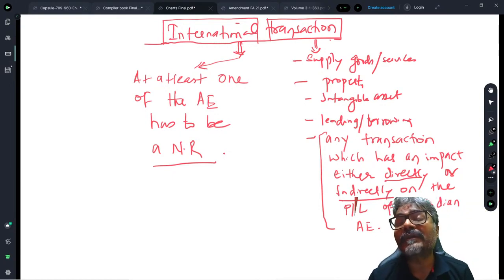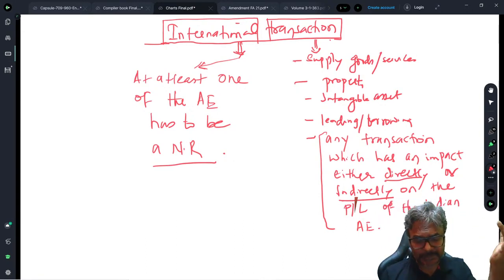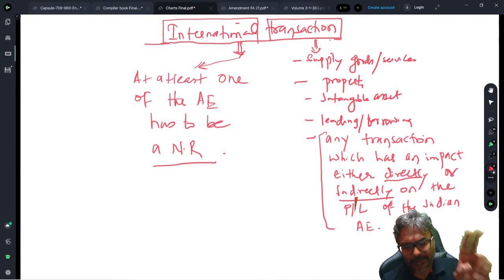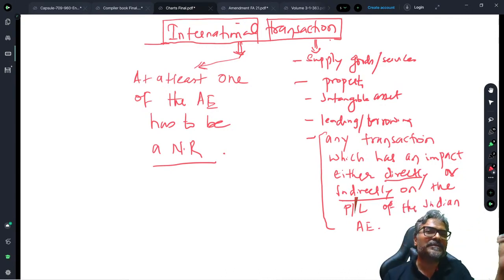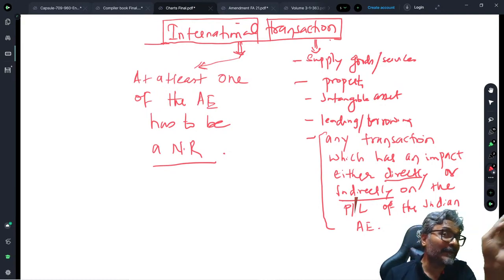And how does it have an impact in the profit and loss account? It has an impact by virtue of the depreciation allowance. So by virtue of the depreciation allowance, the impact has been felt, and that exactly is the point. This is what you should always keep in mind, students.